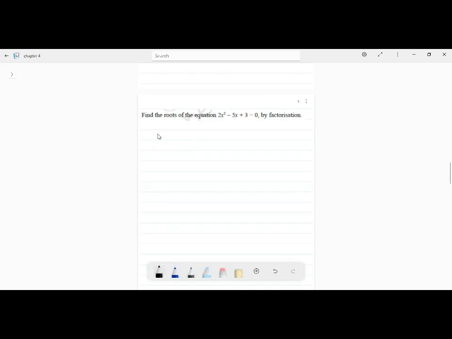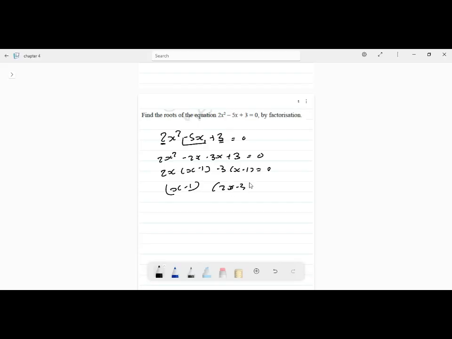Now let's solve another example, 2x squared minus 5x plus 3 is equal to 0. Here we have a 2 and a 3, so we can split the middle term accordingly. So 2x squared minus 2x minus 3x plus 3 is equal to 0. We have expanded the middle term minus 5x as minus 2x and minus 3x, because the coefficient here is 2 and here is 3. If we take out 2x, then it's x minus 1, and if we take out minus 3, then again x minus 1 is equal to 0. Then (x minus 1)(2x minus 3) equals 0.